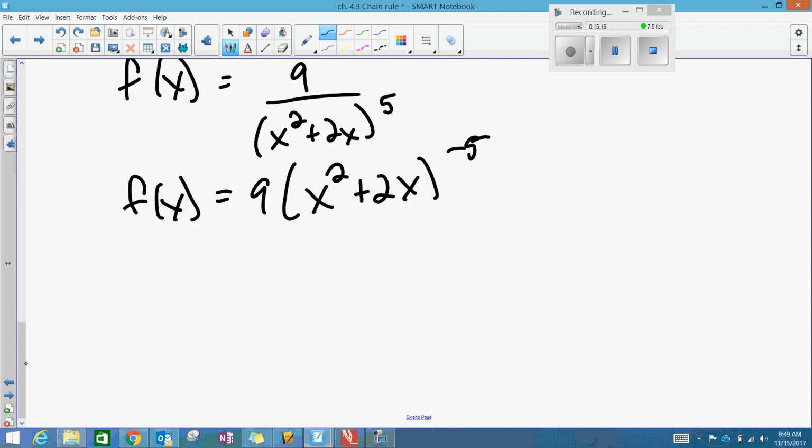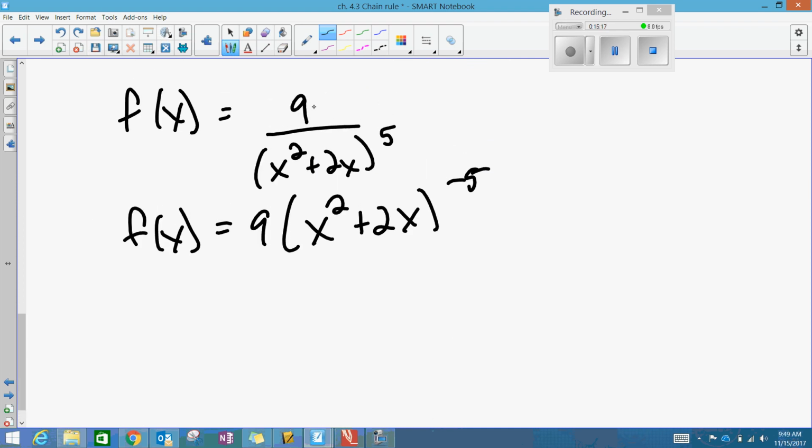So I've kept the numerator and just still brought up the denominator and made it negative. So now when I look at this, my outside function, I can still use the chain rule for this and think about it as x to the negative 5.